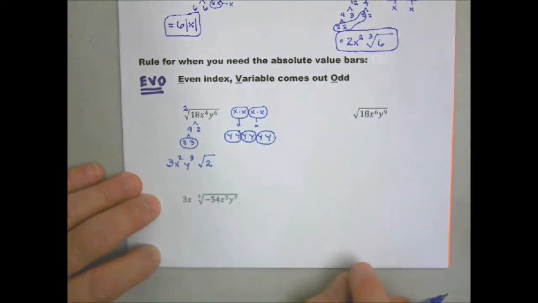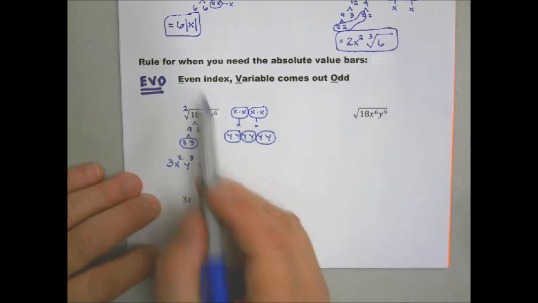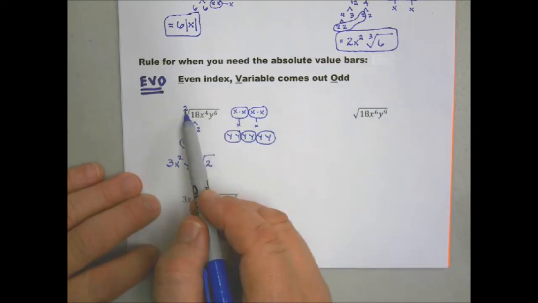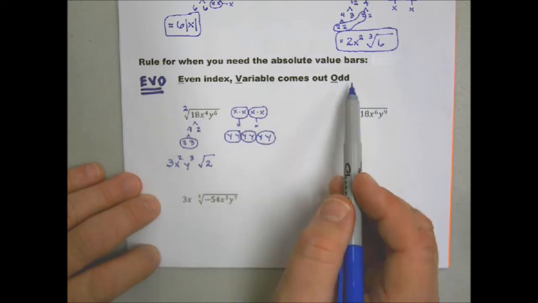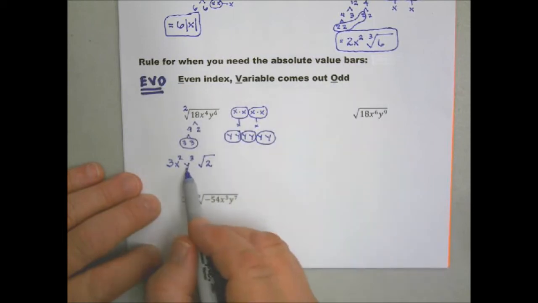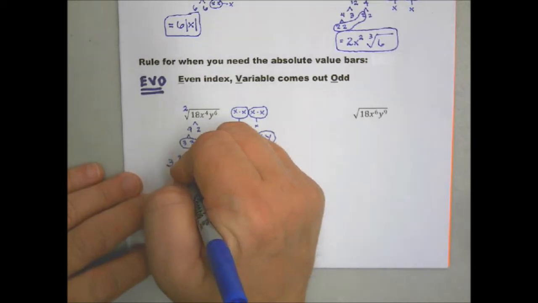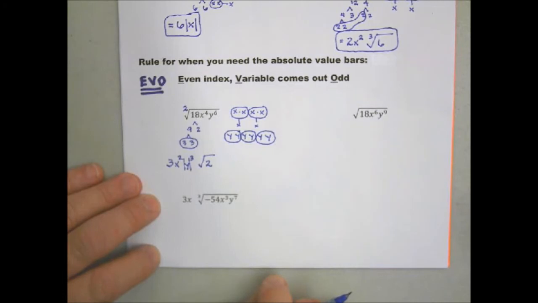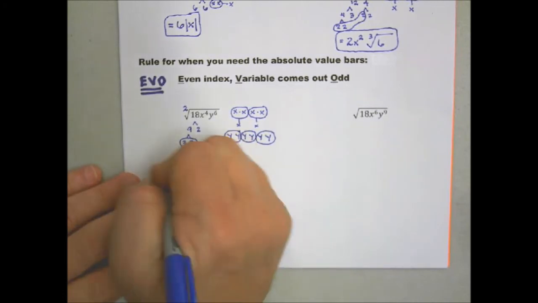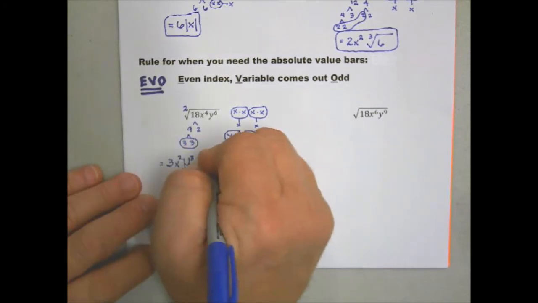But now we need to worry about what do I need absolute value bars around? Well, was I dealing with an even index? Yes, I was. Okay. When variables came out, did any of them come out with an odd power? And yes, the y did. So I need absolute value bars around the y. So that would be my answer.